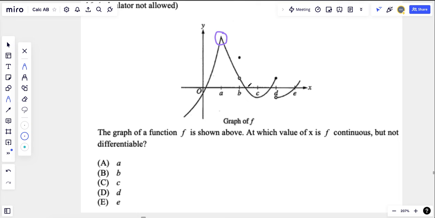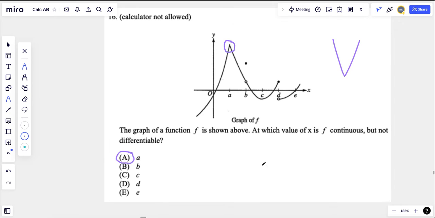I always think of the absolute value, this thing here, as an example of something that's continuous but not differentiable, because it's a sharp point. In this case, this is continuous, not differentiable, and this is at point A. So yeah, your answer would be A.